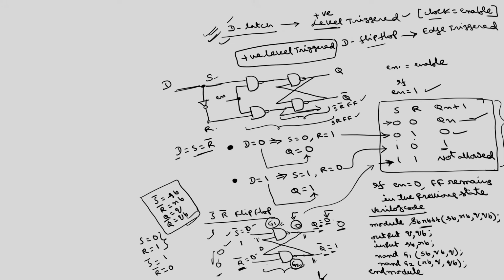So, you see the code corresponding to this S bar R bar flip flop. Finally, I want the D latch. I will derive this D latch after 2 stages. Then I will discuss the SR flip flop.